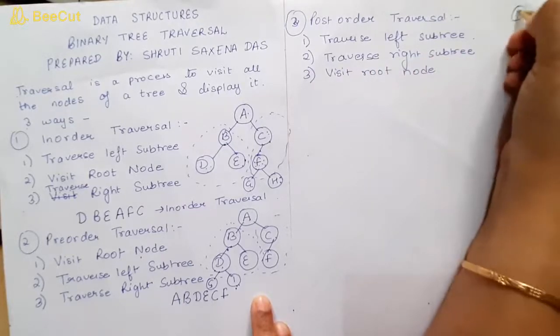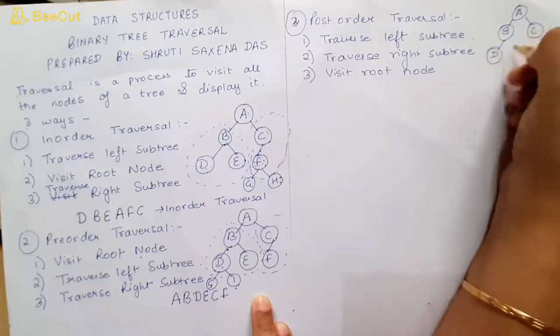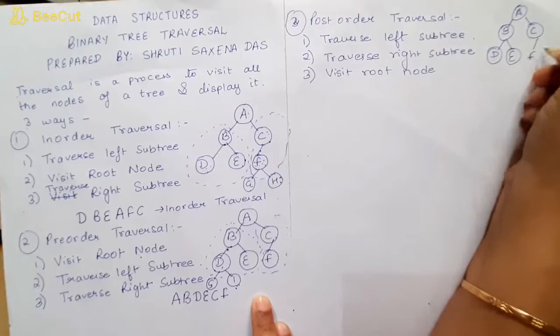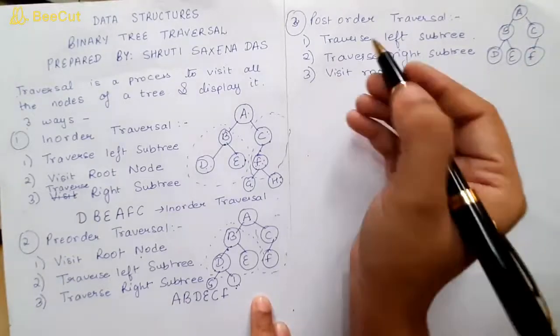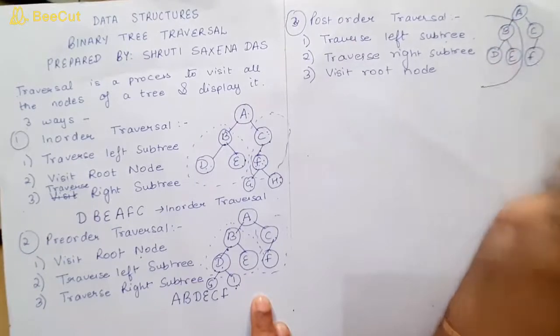So if we take the same example, A, B, C, D, E, F, then in that case, first of all left subtree. So left subtree means this part.